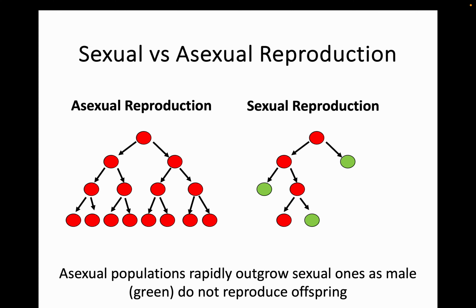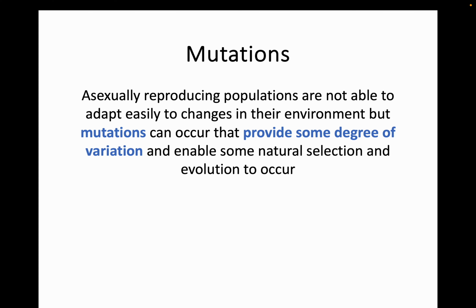As you can see here, you have just the start of one group here. Through asexual reproduction, they can spread so quickly. With sexual reproduction, you need to find a male and a female. The male is then not producing any of the offspring. It's the female producing the offspring. They need to find a new male. It takes a longer time. So asexual reproduction rapidly outgrows sexual.